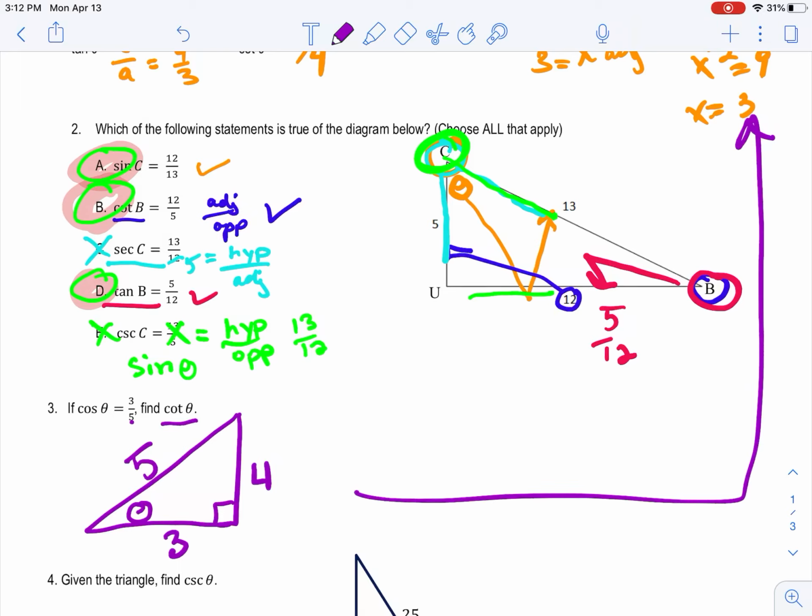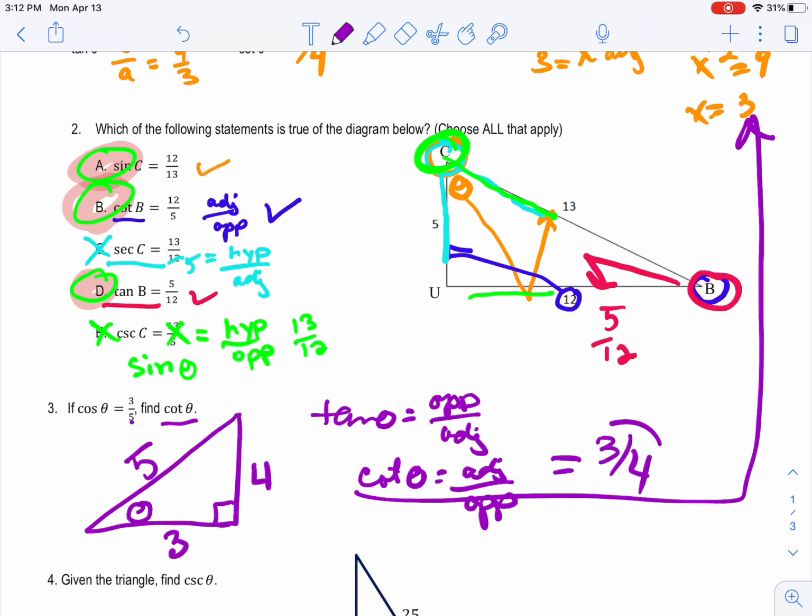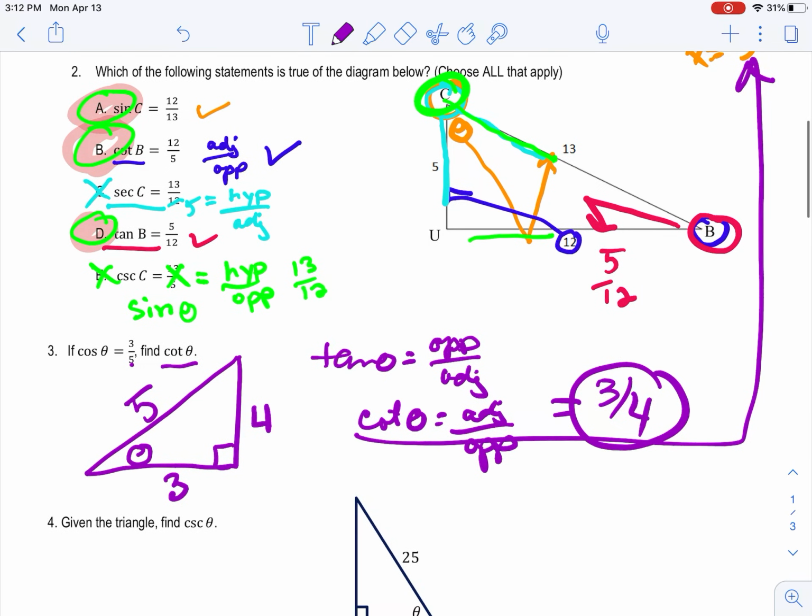So now cotangent would be tangent's reciprocal. SOHCAHTOA would make tangent opposite over adjacent. So my cotangent would have to be adjacent over opposite. So then that would give me a 3 over 4.